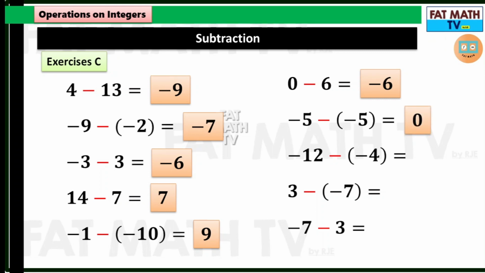Negative 12 minus negative 4 is negative 12 plus 4. That's negative 8. 3 minus negative 7 is 3 plus positive 7. That's 10. Negative 7 minus positive 3 is going to be negative 7 plus negative 3. That's negative 10. So that's it for subtraction of integers.